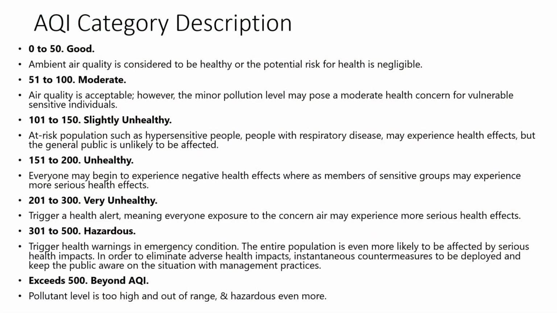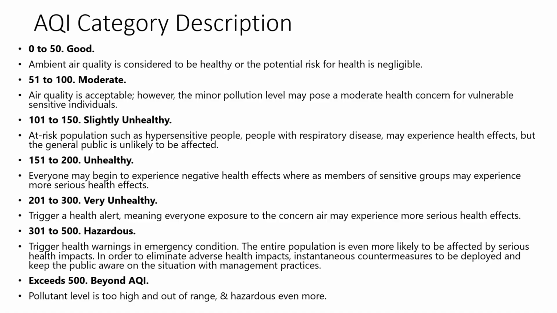So these are the color codes and the index values mentioned in the air quality index criteria in Sri Lanka. So what does this value mean? 0 to 50 means good. That means ambient air quality is considered to be healthy, or the potential risk to health is negligible. And the moderate category, where the value is between 51 to 100, the air quality is acceptable. However, the minor pollution level may pose a moderate health concern for vulnerable, sensitive individuals.